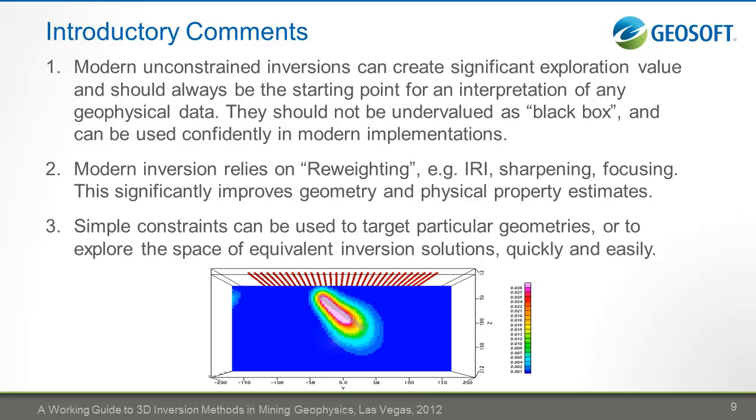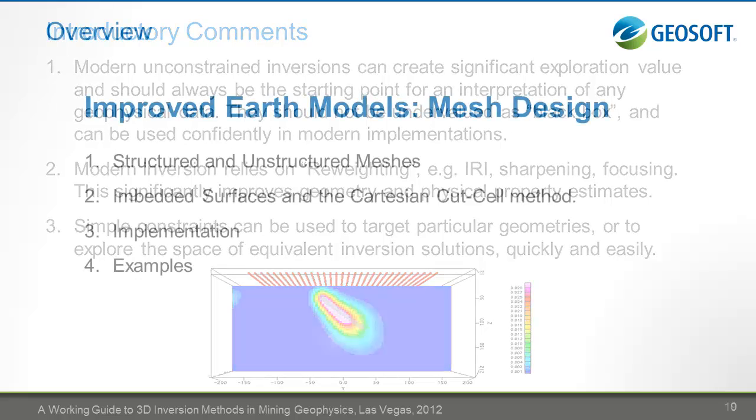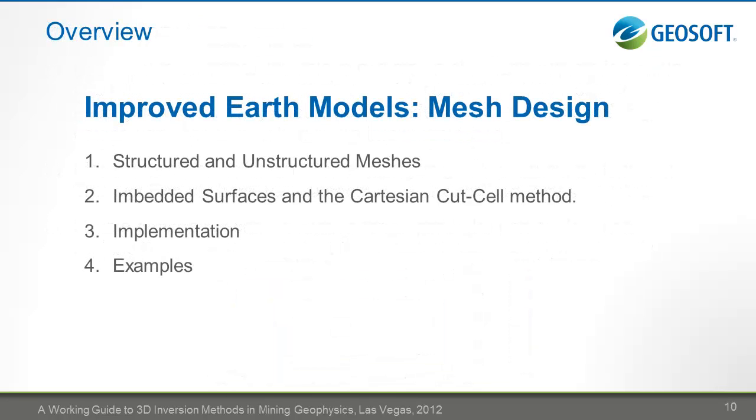Now I want to turn to a second topic, and that is improving our Earth models and mesh design. There's currently a lot of work going on in structured, semi-structured and unstructured meshes, and we want to introduce another type of process for embedding surfaces into our models. This is called the Cartesian cut cell method. I'll show you how it is implemented and then present some examples of the effects of using this method in exploration.